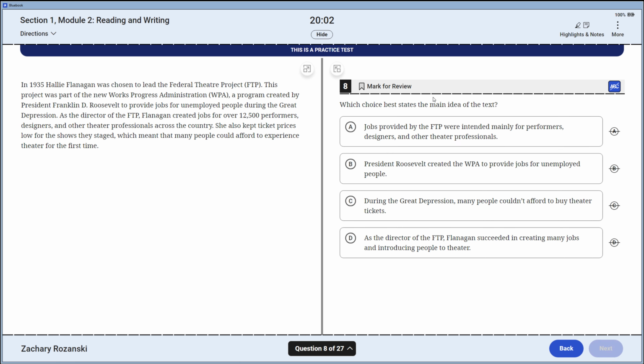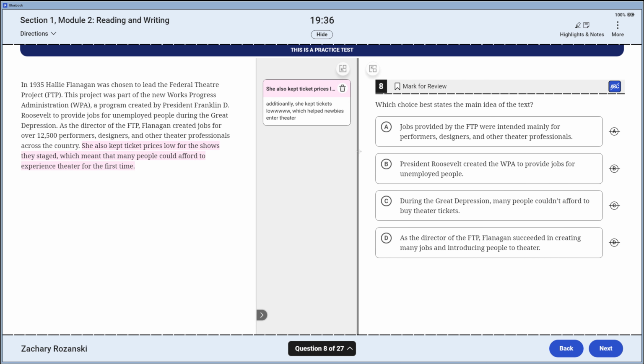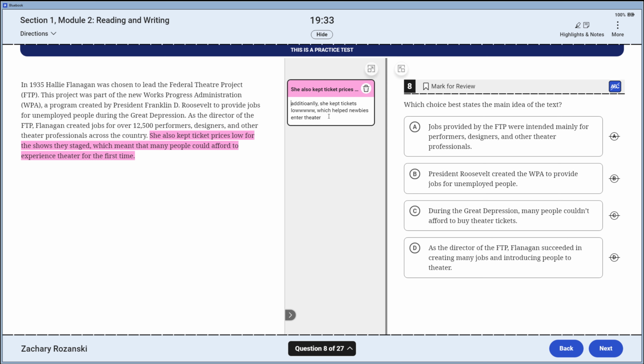Don't answer with your heart. Answer with the text. What's the main idea of this text? I'll start at the end, and then I'll start at the start. She, additionally, so this is a bunch of stuff that she did. She, whoever she is, kept tickets low, which helped newbies enter theater. All right, let's work backwards. My first sentence is going to talk about how she was made the leader. So this is her name. Hallie was made the leader.